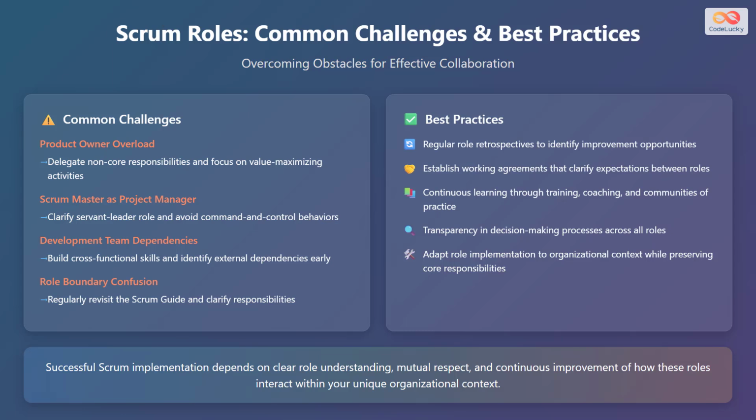In general, it is good to have role retrospectives to identify improvement opportunities, establish working agreements that clarify expectations between roles, promote continuous learning through training, coaching, and communities of practice, have transparency in decision-making processes across all roles, and adapt role implementation to organizational context while preserving core responsibilities. Successful Scrum implementation depends on clear role understanding, mutual respect, and continuous improvement of how these roles interact within your unique organizational context.